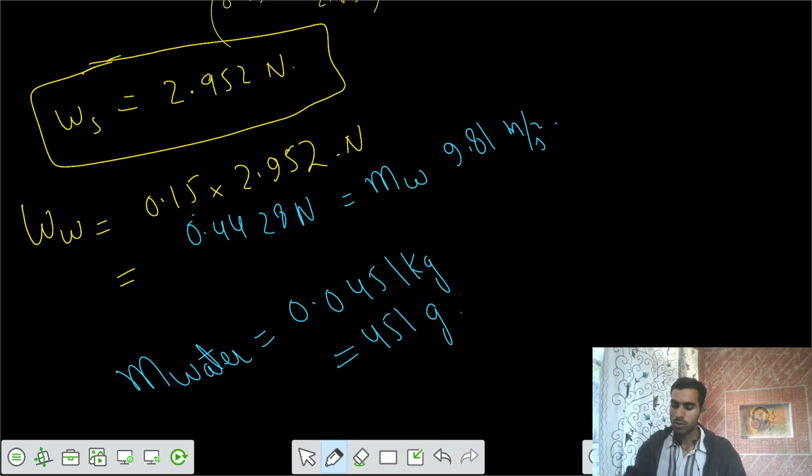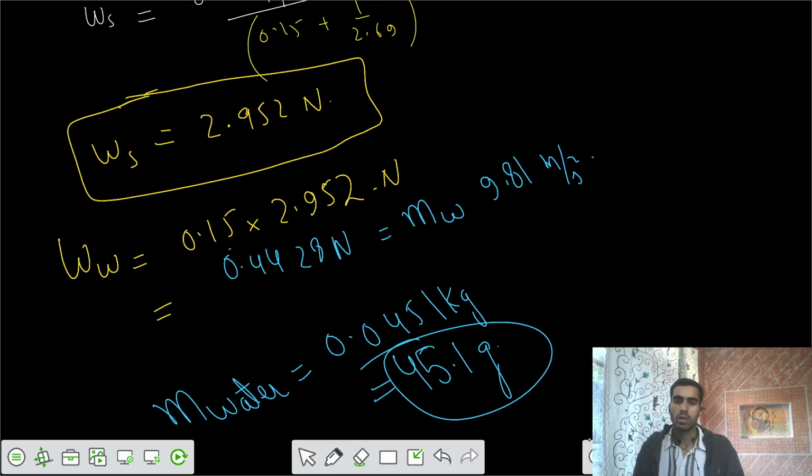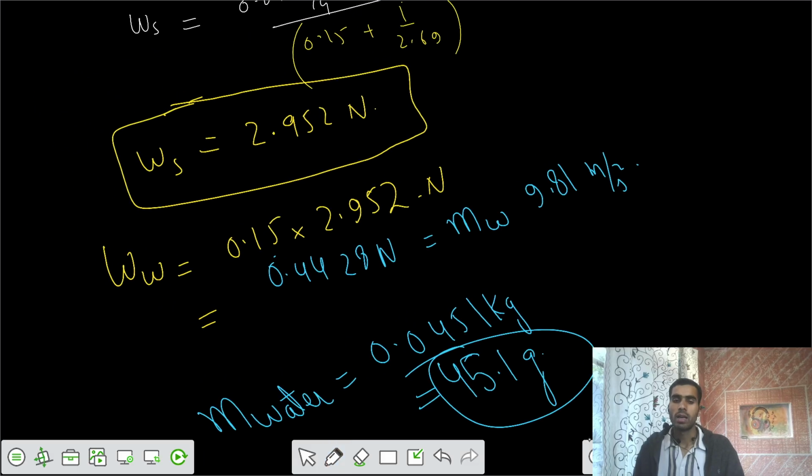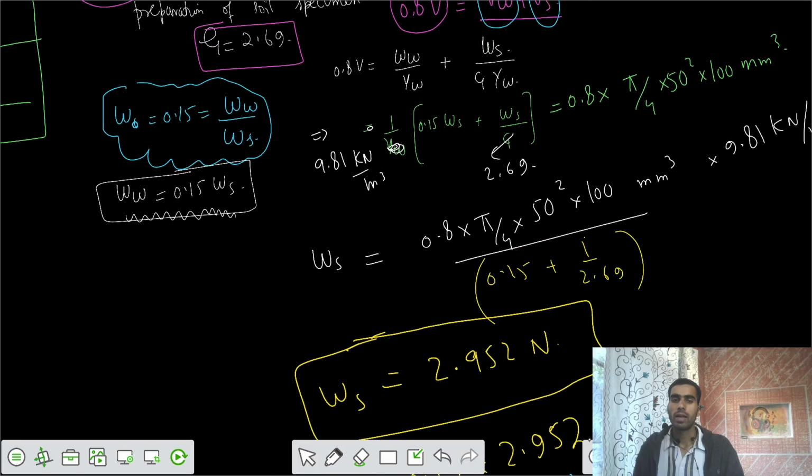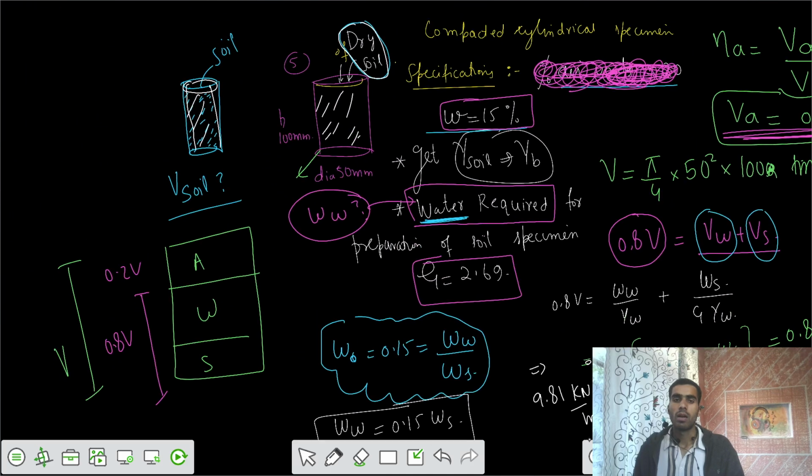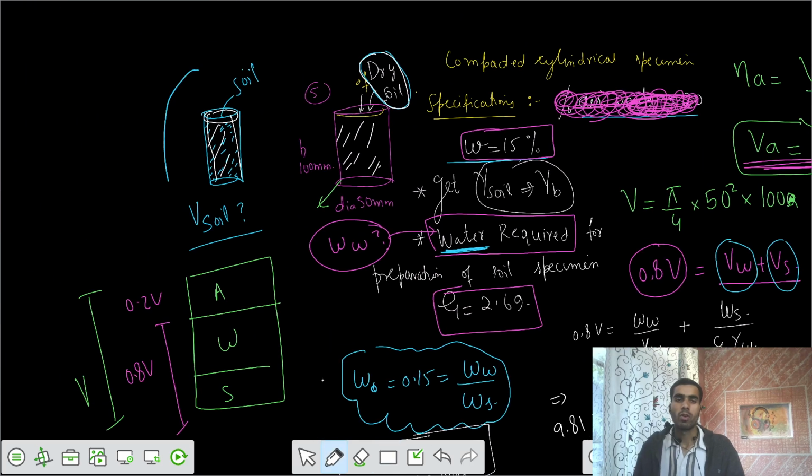That means how much in grams? You have to multiply 1000 with that. That is 45.1376, so 45.1 grams of water we have to add. So this much amount of water I have to add for that dry sample, such that your final specimen is having some volume of V and having some weight of solids and some weight of water.